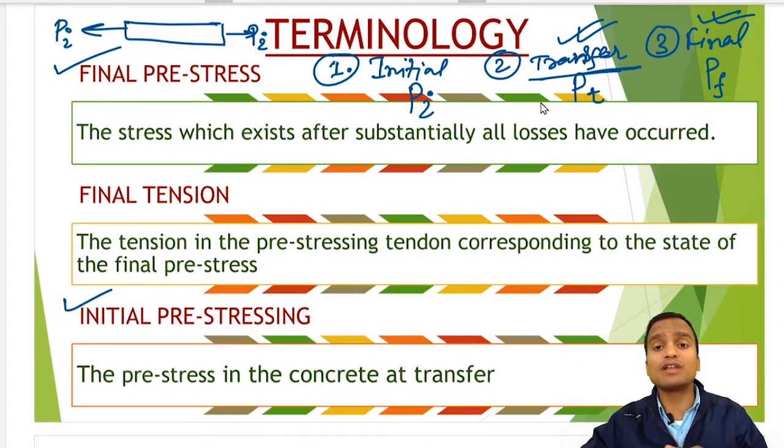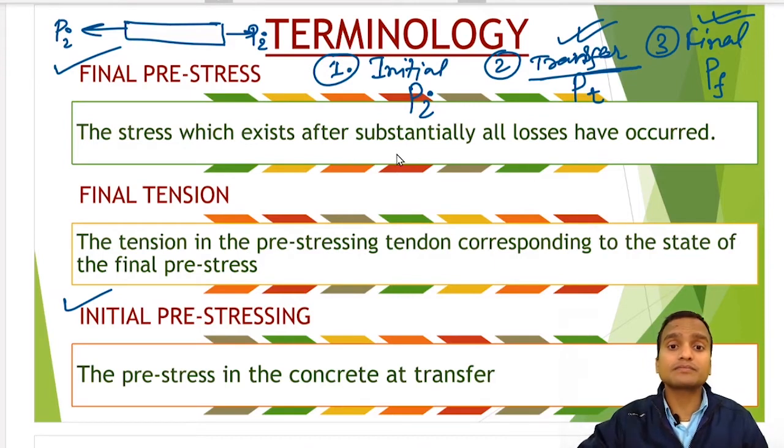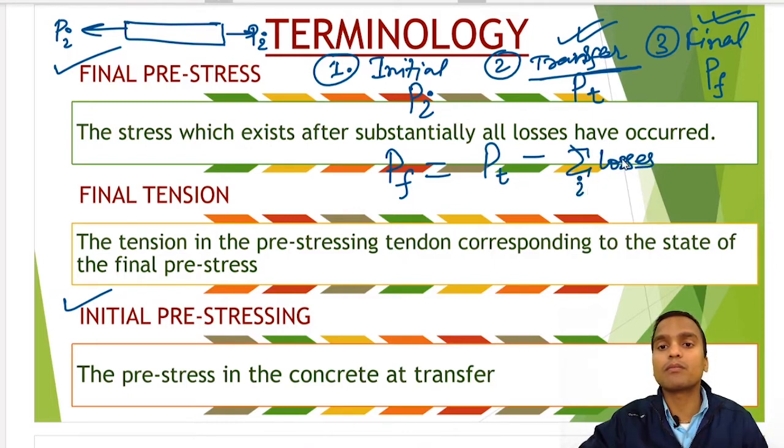So when all these losses have occurred, what happens? We can write a final pre-stress will be equal to pre-stress at transfer minus summation of all losses. Okay, so this is a simple algebraic formula. And final tension you can easily calculate. Final tension is the tension in the pre-stressing tendon.